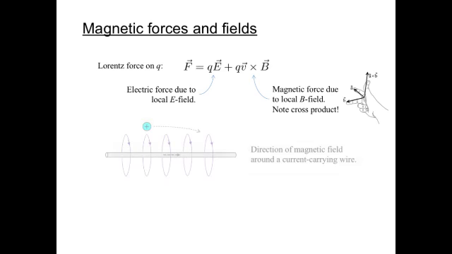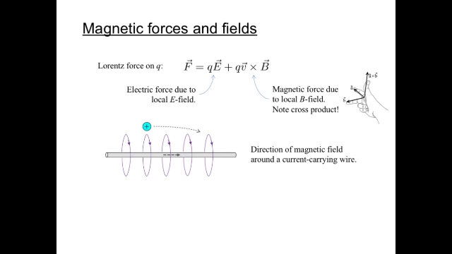In any case, that force is perpendicular to both the direction of the velocity and the direction of the magnetic field. And when we have a wire carrying current, the magnetic field lines, if we visualize them, are circles around the current carrying wire. The direction of the magnetic field, in the location of this test charge in our diagram, is pointing out of the screen toward you. And so that's why the positive charge moving to the right experiences a net force downward.